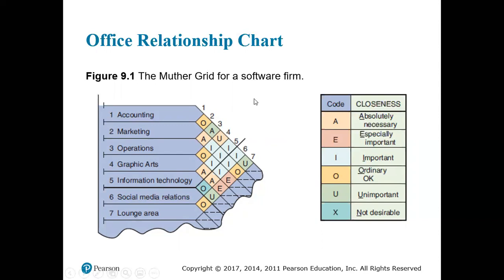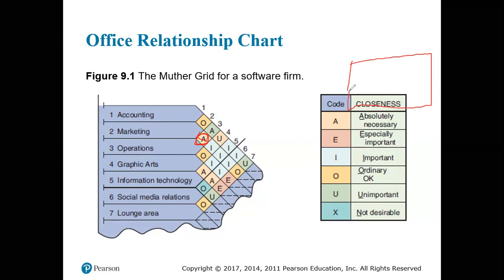So if you look at this software firm here, I have an A between these two. Let me bring out my pencil. I have an A right here between marketing and operations. What that means is that the strategist or the planner here has deemed it critically important that the people in marketing be close to the people in operations. So within the office environment, as you're planning your space, if you have an office that looks like this and your marketing guys over here, you should have your operations guys close by.